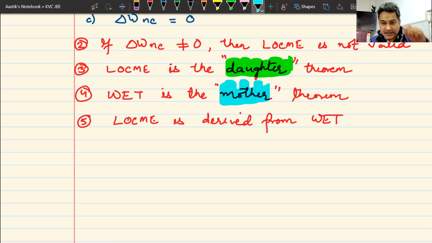So LOCME is derived from the work energy theorem. It is a part of the work energy theorem. What is the work energy theorem? Anyone?